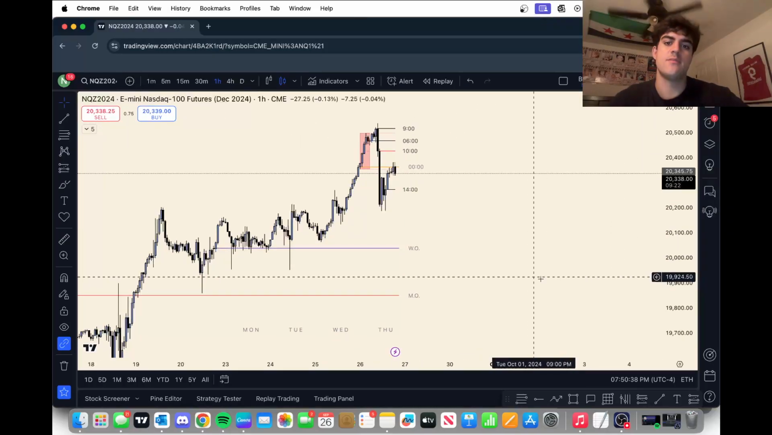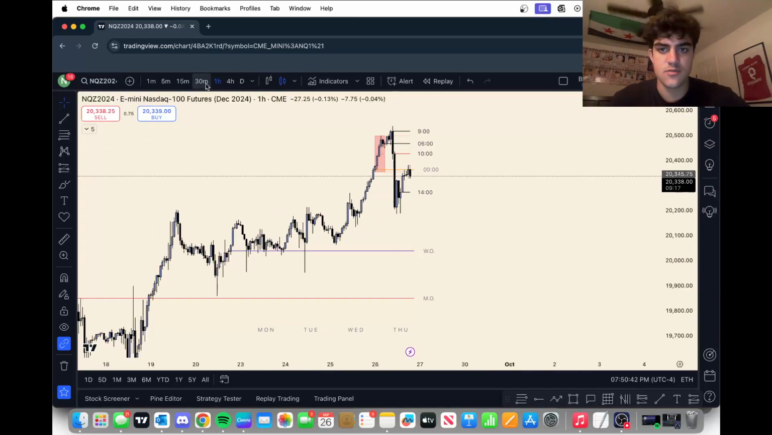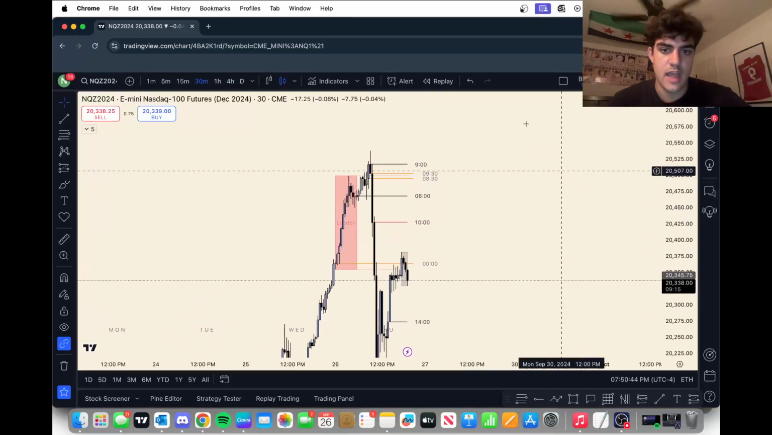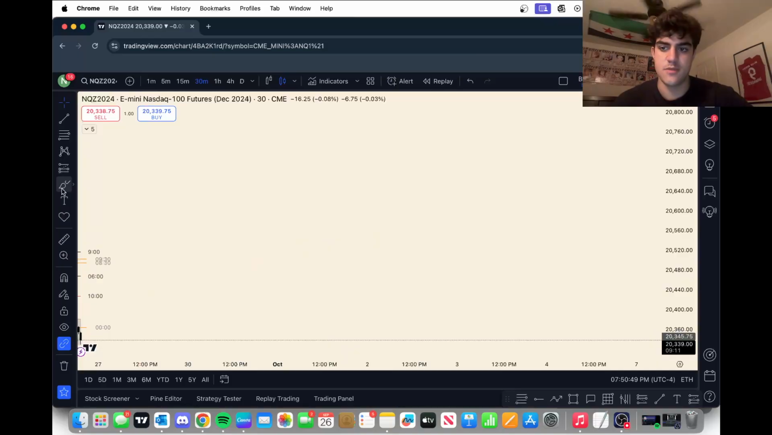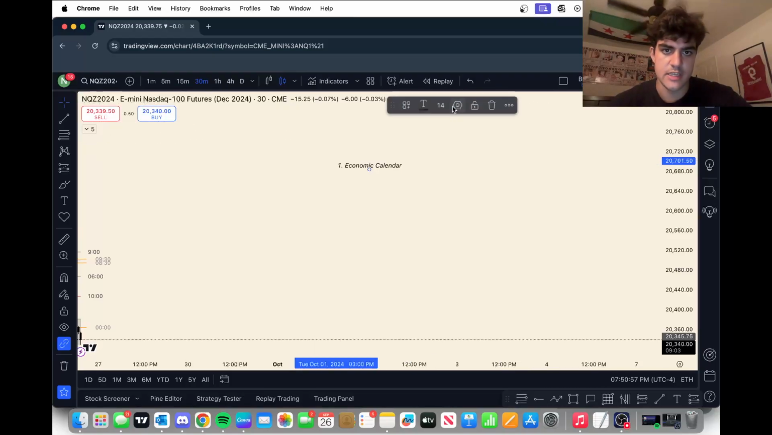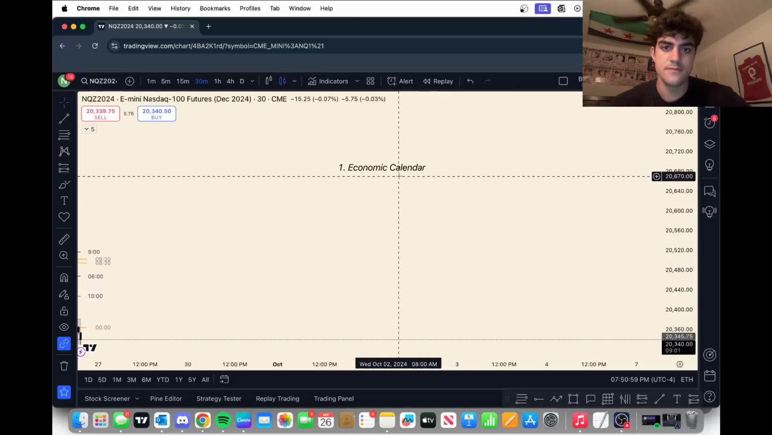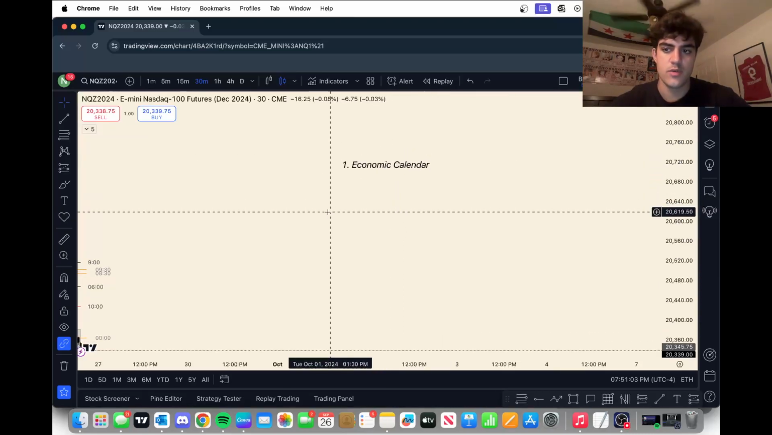So essentially with this model, there are some things you want to understand about it. There are some rules to this model and what we want to look for when we're trading it. Essentially, the first thing we need to identify is the economic calendar, as always. The economic calendar is very, very important. It's always the first thing we identify when we're trading this model, right?